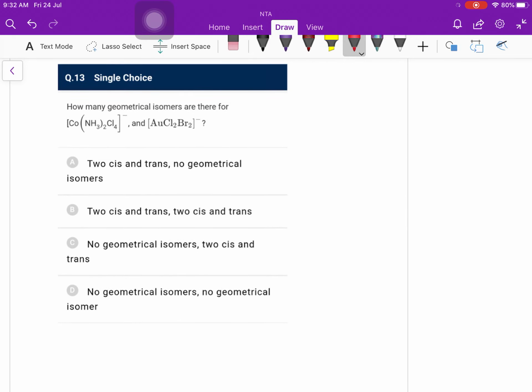How many geometrical isomers are there for this? Pt(NH3)2Cl4 is octahedral. So you can arrange the two NH3 as cis or trans. If one NH3 is present here and you keep the other NH3 in any of these 4 positions, it will turn out to be cis, and if you put it opposite to that, it will turn out to be trans. So only 2 possibilities are left, cis and trans.